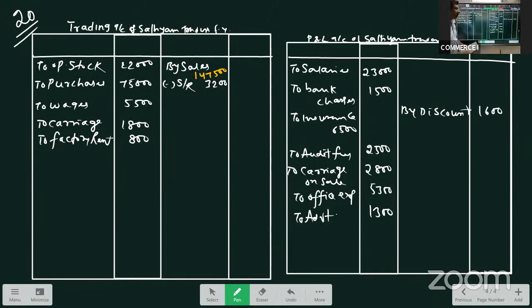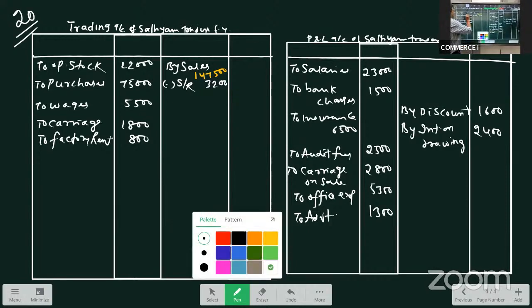Then interest on drawing. Interest on drawing is an income, as the proprietor makes drawings. What are drawings? Drawing is any amount which he takes for personal use. So he will pay interest. It's a notional expense, but let us say he's paying interest to the firm. Okay, so that is an income, we take it to the credit side. Right? Now, coming to adjustments.